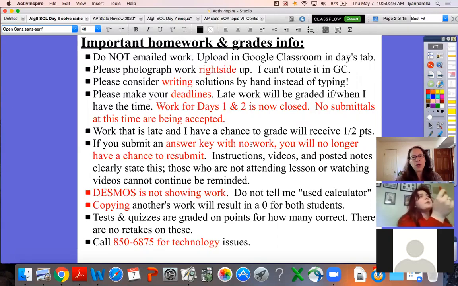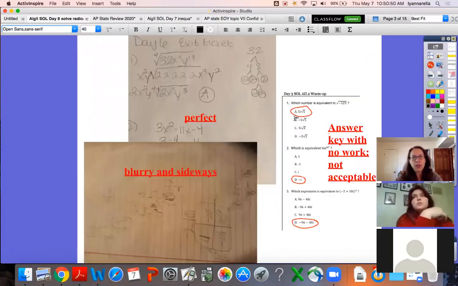Answer keys with no work are no longer going to be accepted. And if you submit one of these, this is an answer key. It shows absolutely 0 work. It just has stuff circled. That will be your one and only submittal. You will get a 0, and I will not allow you to submit again. So too many of you are thinking, I'll try it, see if I can get away with it. Then when she tells me no, I'll do it again. Nope, not going to happen anymore.